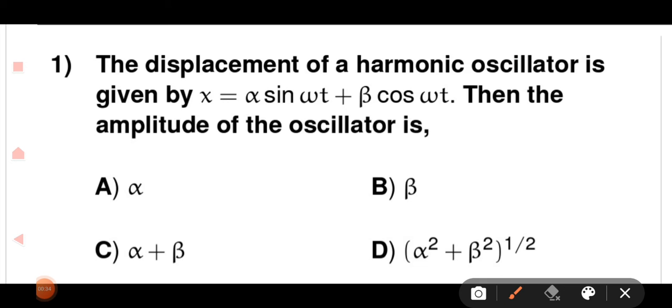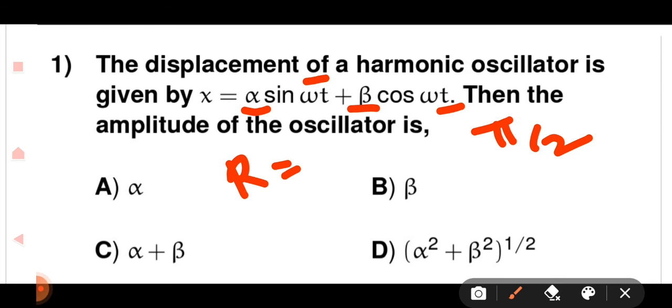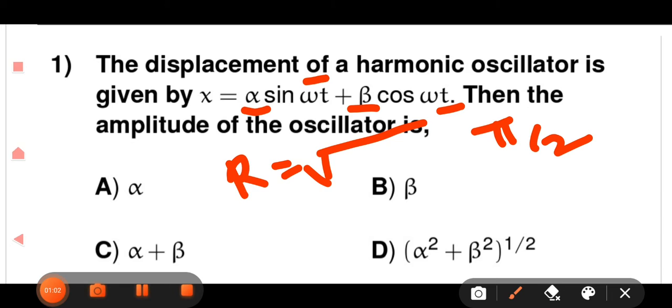Friends, in this question, alpha and beta are the amplitudes, and we should remember that one is a sine function and the other is a cosine function, so the phase angle between them is pi by 2. So here we have to use the formula of the resultant amplitude: R is equal to under root a1 square plus a2 square minus twice a1 a2 cos of phi, and then we'll get the answer. Now we'll see the solution of this question.